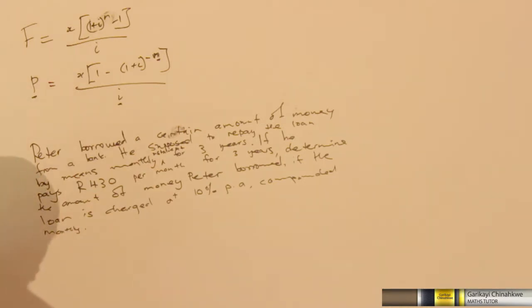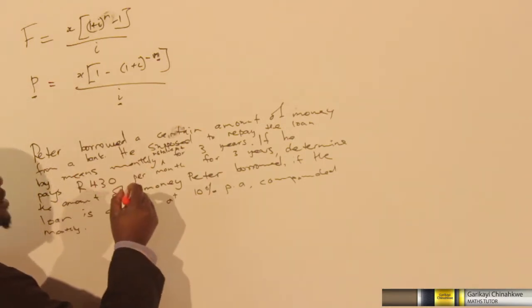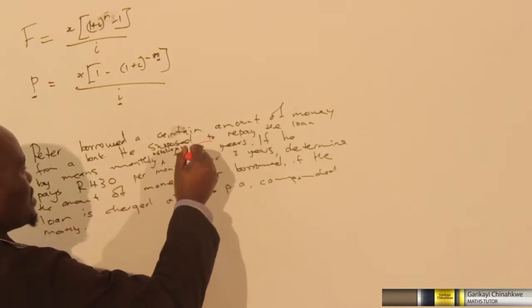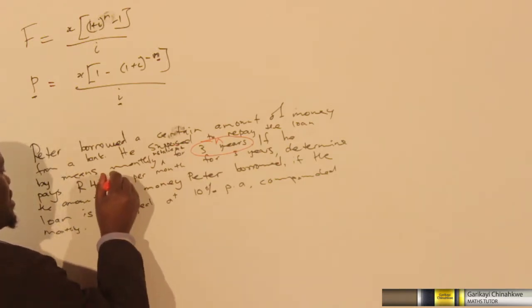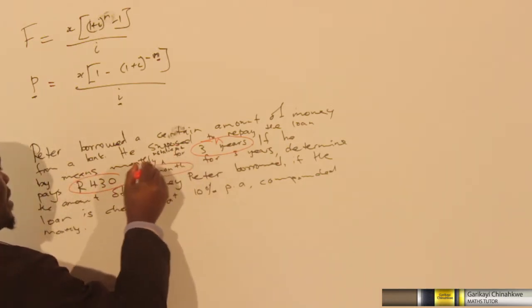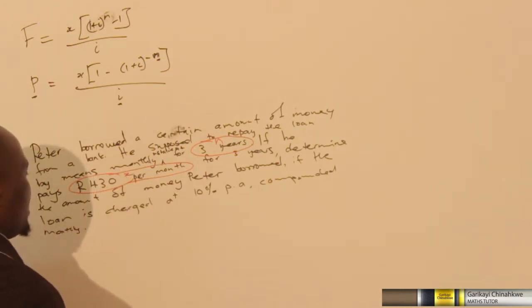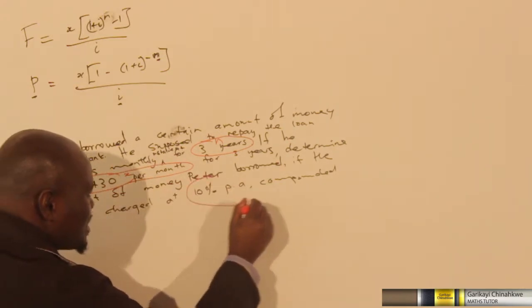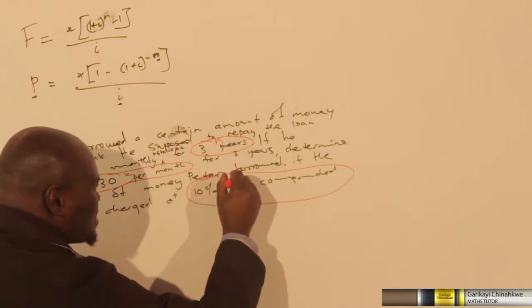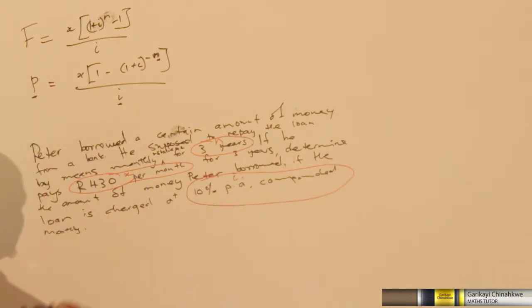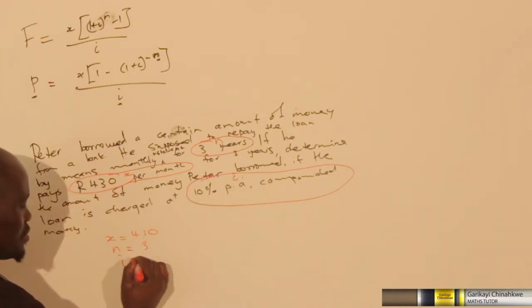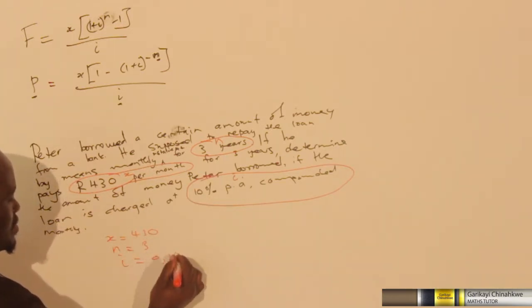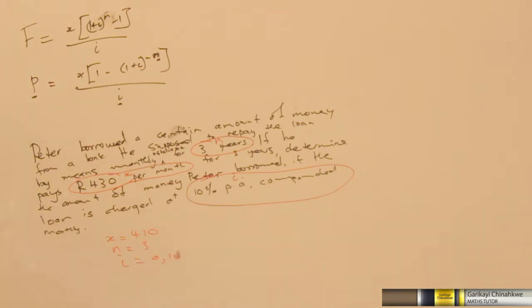So first of all, I'm going to use a red marker here. You must understand that this 3 years is n, and this 430 per month is x, and this 10% compound interest is i. You can rewrite this. We're going to say x is equal to 430, n is equal to 3 years, and i is equal to 10%, which is 0.1.